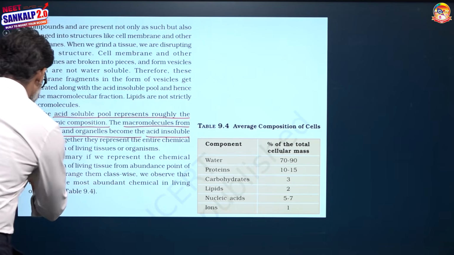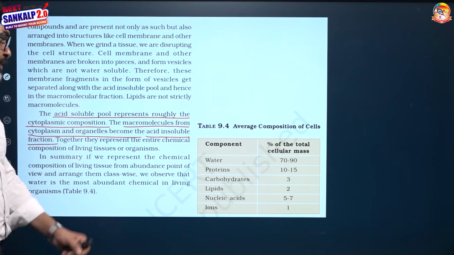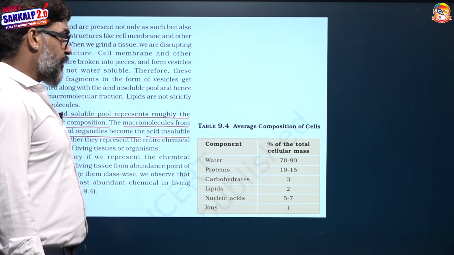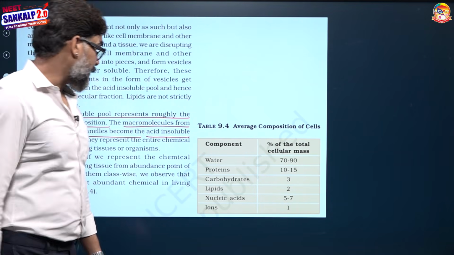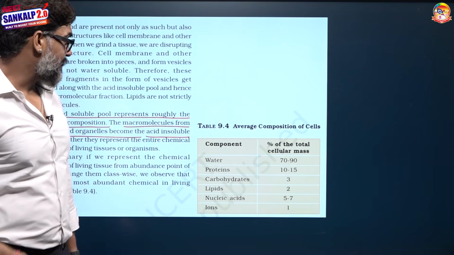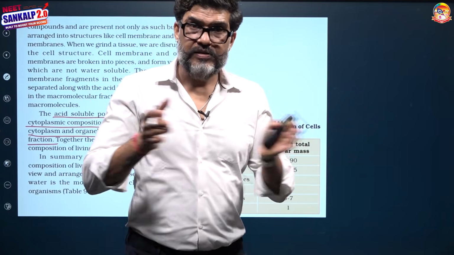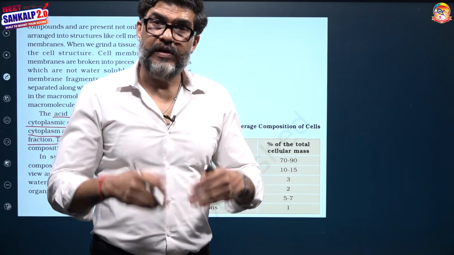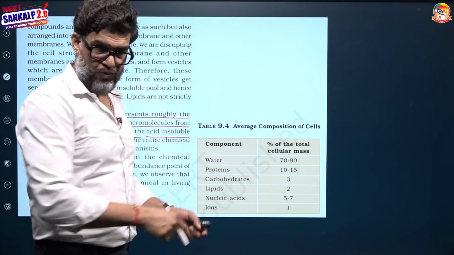This line you have to keep in your memory. I repeat again, the acid soluble pool represents roughly the cytoplasmic composition, and the macromolecules from the cytoplasm as well as organelles become the acid insoluble pool. Here the values are given: water 70 to 90%, proteins 10 to 15%, carbohydrates 3%, lipids 2%, nucleic acids 5 to 7%, and ions 1%. Means, again, an ascending, descending order arrangement of various chemicals present in cellular mass and their values.